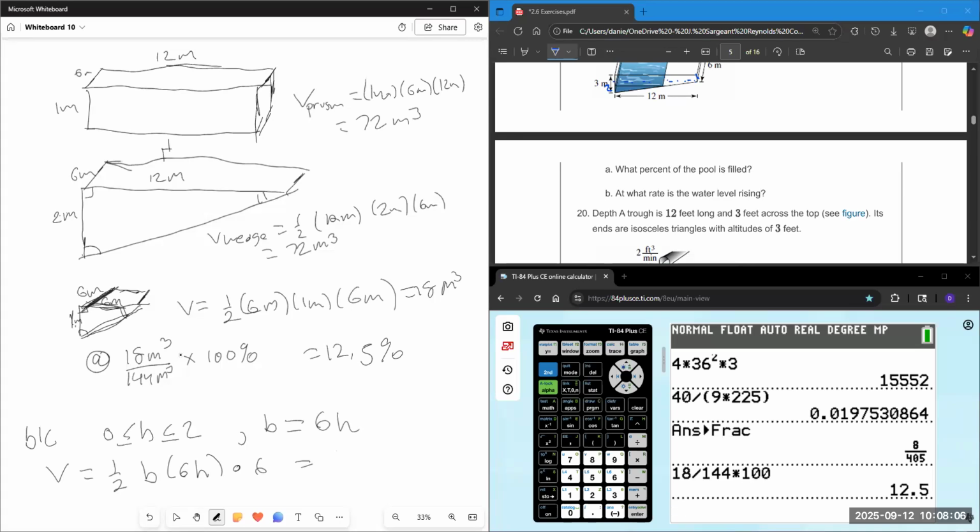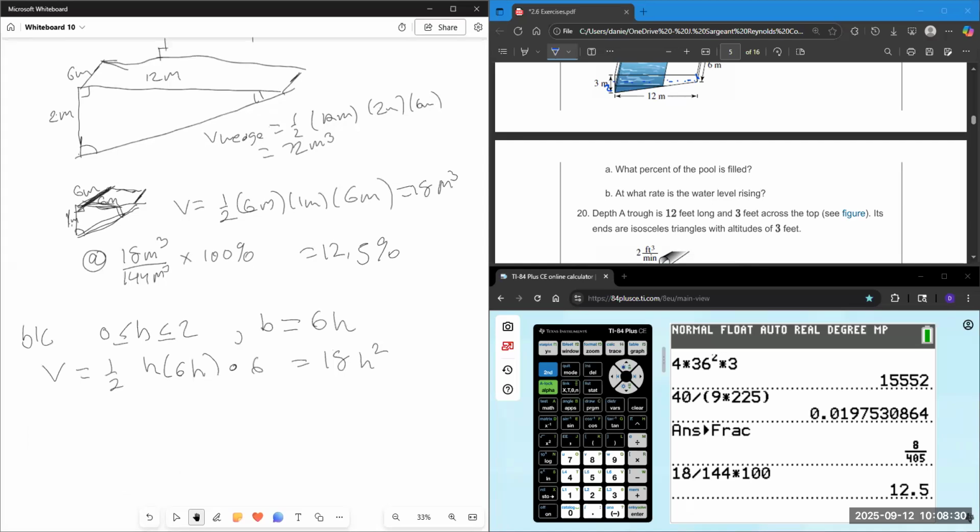3 times 6 is 18 H squared. Volume is going to be measured in cubic meters, but I'm not putting the units in there yet, so that's why I'm not writing any units. dV dt is going to be 36H times dH dt, and we know dV dt was given to us as 1/4 cubic meter per minute, and they're telling us that the water is 1 meter high at that moment in time, and we want to find dH dt.